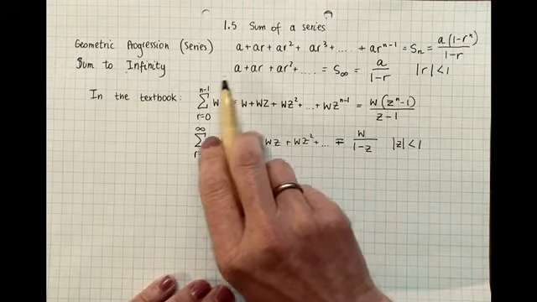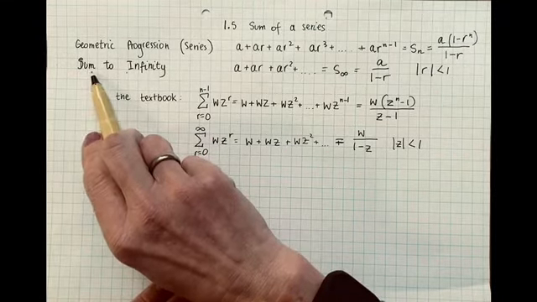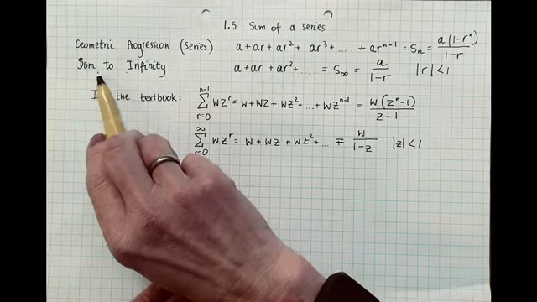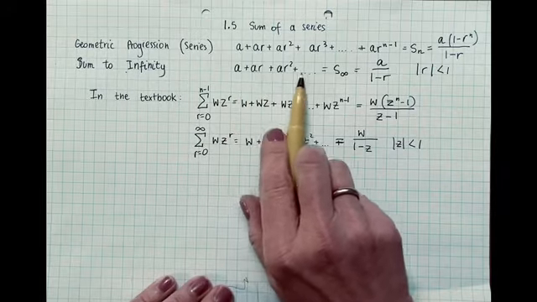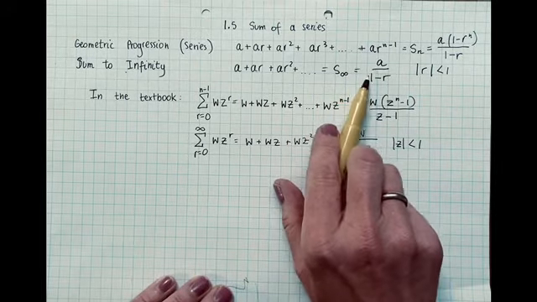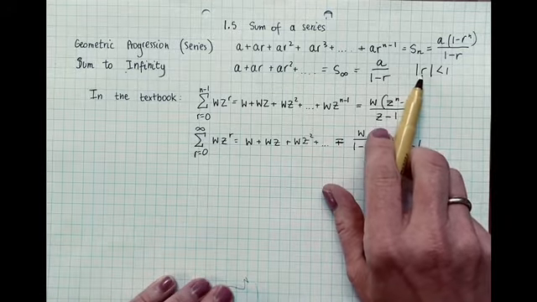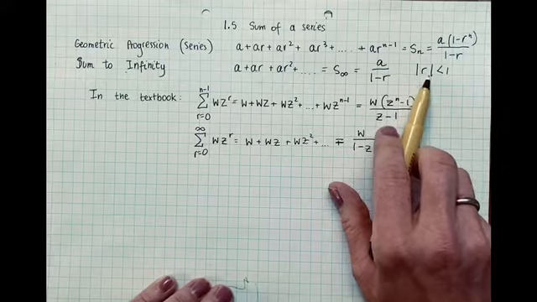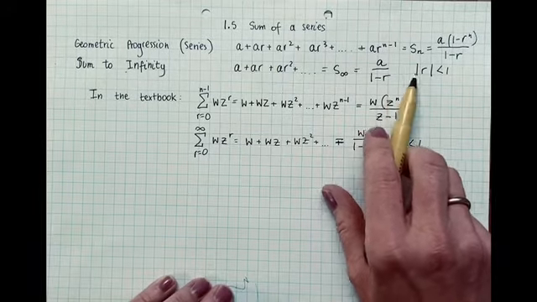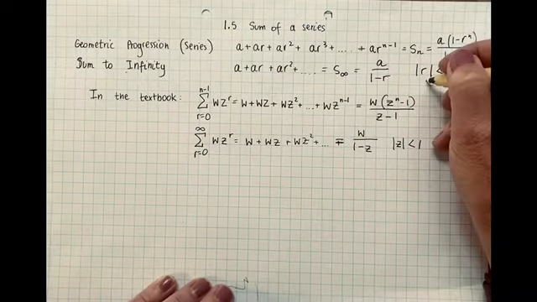Then you also remember from the pure year 2 chapter, the sum to infinity of a geometric series is simply A over 1 minus R, provided the common ratio is between minus 1 and 1. If it's between minus 1 and 1, then this series is convergent.